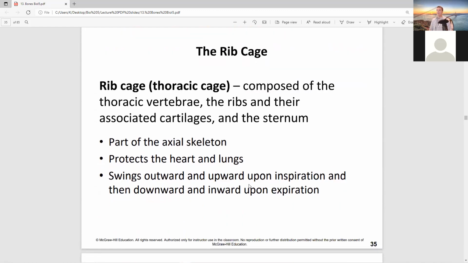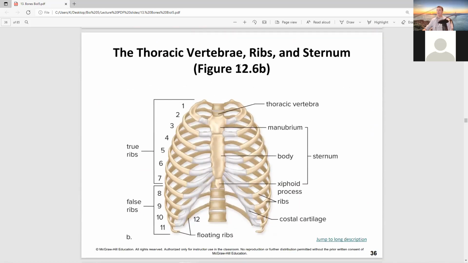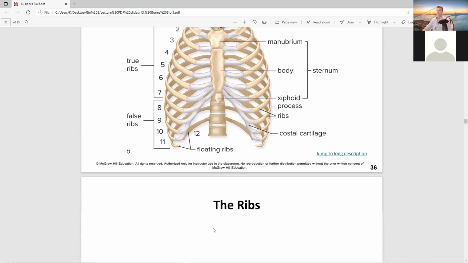So the rib cage, or the thoracic cage, is composed of the thoracic vertebrae, the ribs and their associated cartilage, and the sternum. It is part of the axial skeleton, protects the heart and lungs, and swings outward and upward upon inspiration and downward and inward upon expiration. So here's the thoracic vertebrae, the ribs and the sternum. We have the thoracic vertebrae, the manubrium, the sternum, the xiphoid process, the ribs, costal cartilage, and then we have true ribs and false ribs, and the 2 floating ribs.